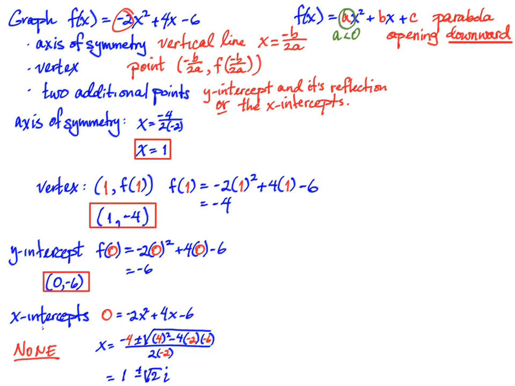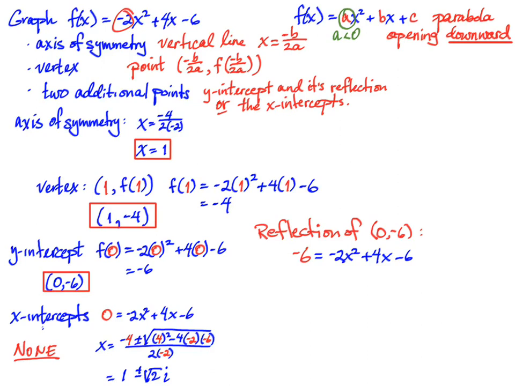So let's go back and find the mirror image of the y-intercept. So I'm going to find the reflection of the point (0, -6). The reflection across the axis of symmetry is going to have the same y-coordinate. So what we can do is take our function and set f of x equal to negative 6, and then solve for x.